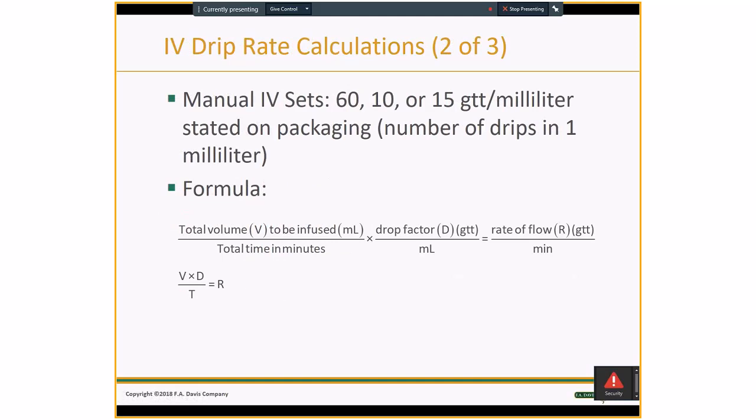But of course, we have to make it even more difficult. This is like if you don't have an IV pump or something. So basically it's telling you volume times drip factor divided by time equals the rate.